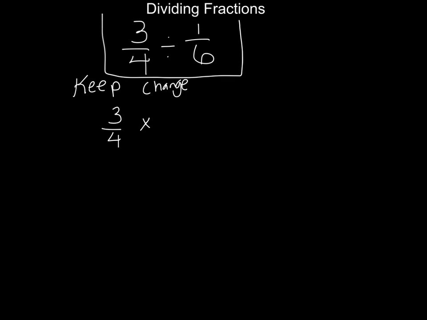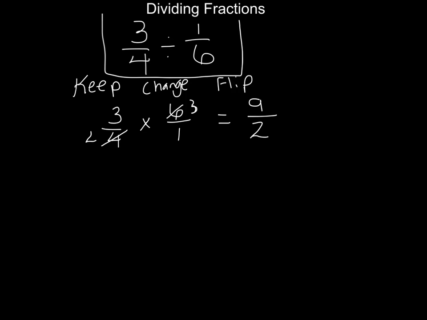But our third step, keep, change, and then we're going to flip it. Flip it to its reciprocal, which is just reversing our numerator and denominator. So that would be 6/1. And now it looks like we have a multiplication problem. And I can simplify first. 4 and 6 share 2. So 2 goes into 4 twice, and it goes into 6 3 times. So I'm left with 3 times 3, which is 9, and 2 times 1, which is 2.